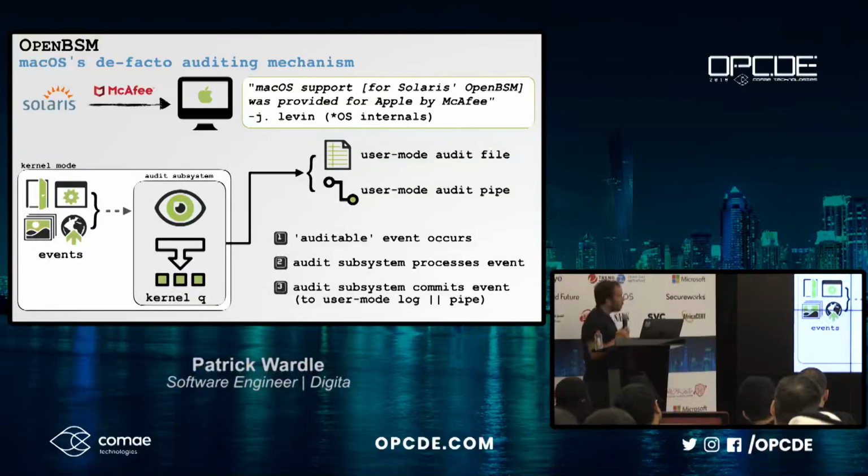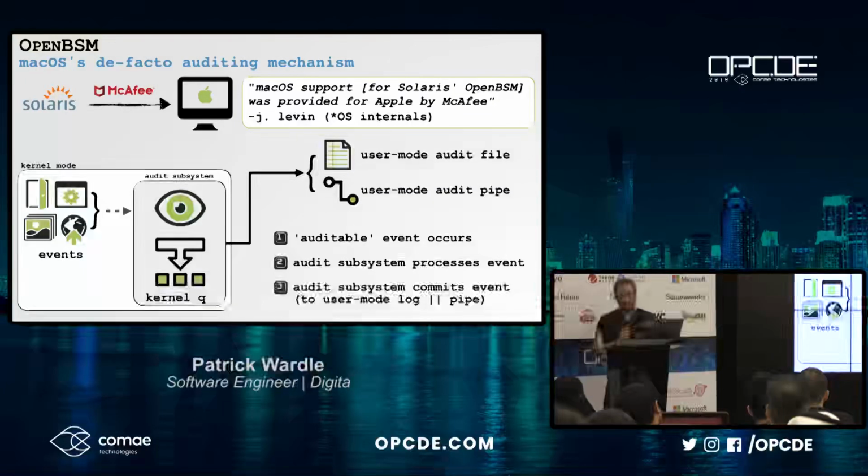So finally, we have OpenBSM. And OpenBSM, as I mentioned, is the de facto auditing mechanism on modern versions of macOS. Interestingly, it originally was developed on Solaris and then was ported to macOS by McAfee. Apple apparently had a contract with McAfee to do that. And on the slide, we can see a conceptual overview of how OpenBSM auditing works.